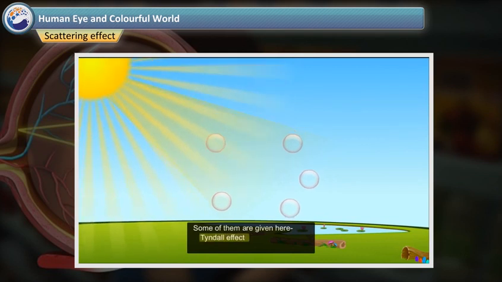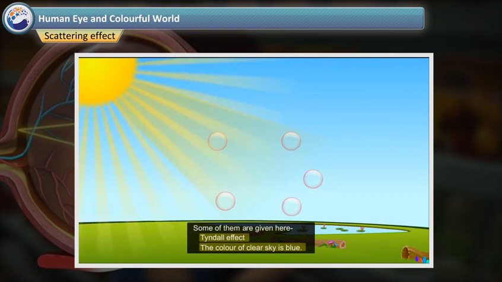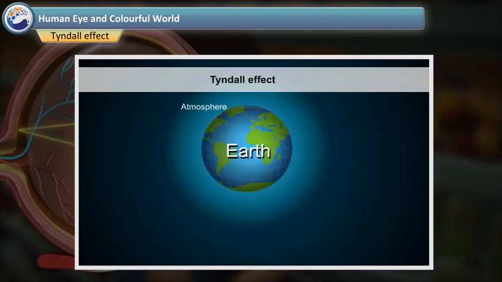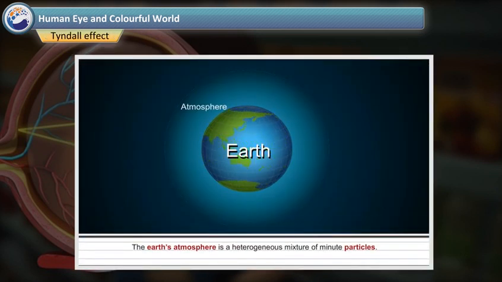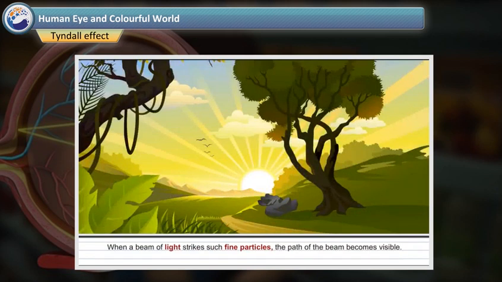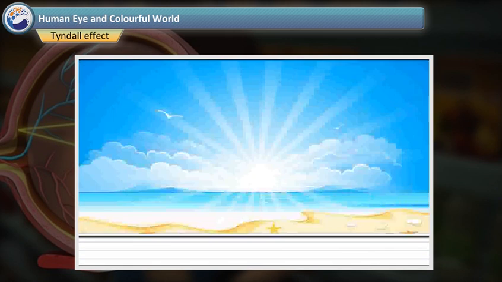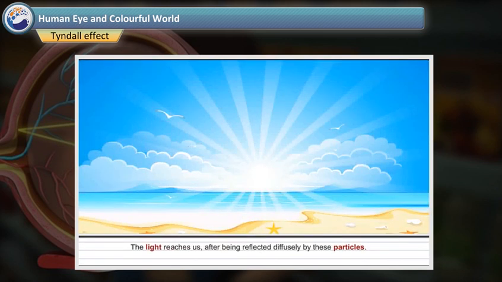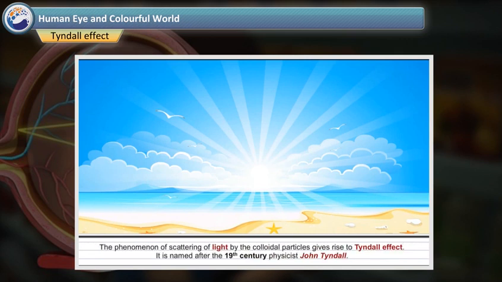Tyndall effect. The color of clear sky is blue. The Earth's atmosphere is a heterogeneous mixture of minute particles. These particles include smoke, tiny water droplets, suspended particles of dust, and molecules of air. When a beam of light strikes such fine particles, the path of the beam becomes visible. Light reaches us after being reflected diffusively by these particles. The phenomenon of scattering of light by the colloidal particles gives rise to the Tyndall effect.